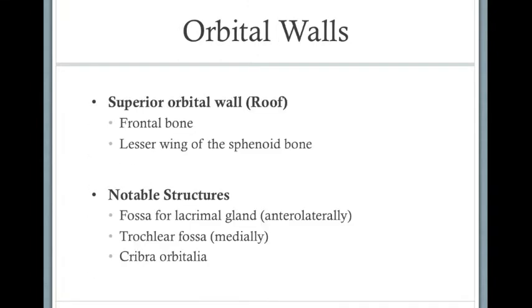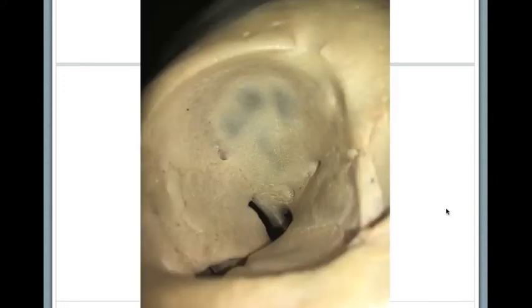We'll start by talking about the superior orbital wall. It's made up of the frontal bone and the lesser wing of the sphenoid. Some notable structures include the fossa for the lacrimal gland, the trochlear fossa, which is located medially, and the cribra orbitalia. And I'll tell you a little bit more about that once we get to the pictures.